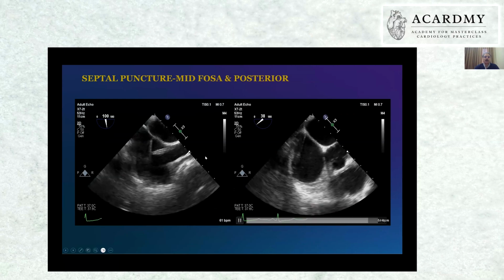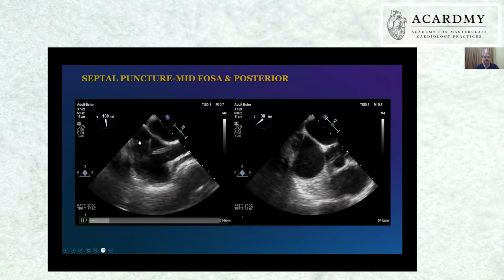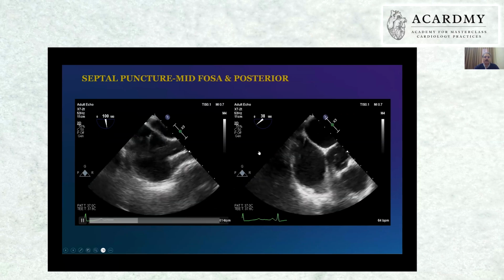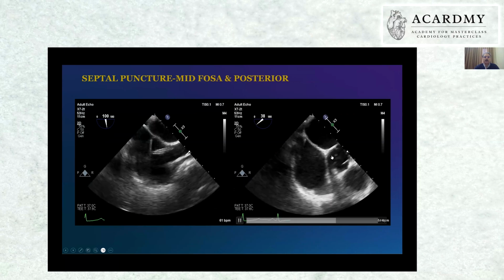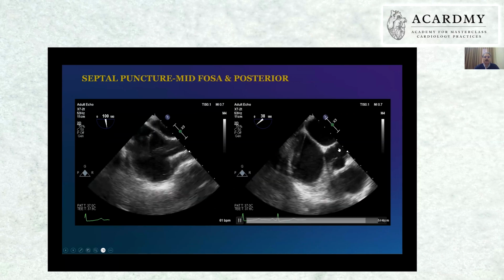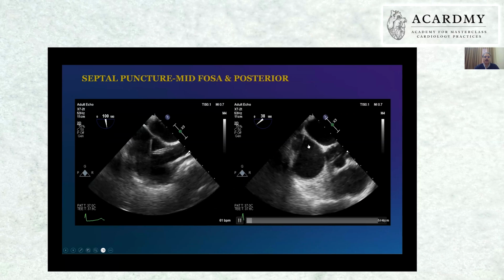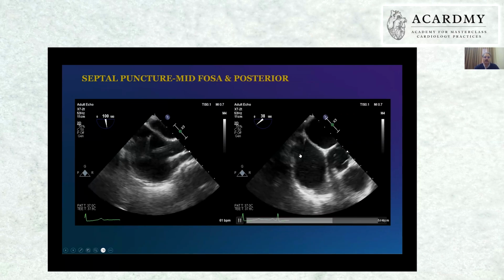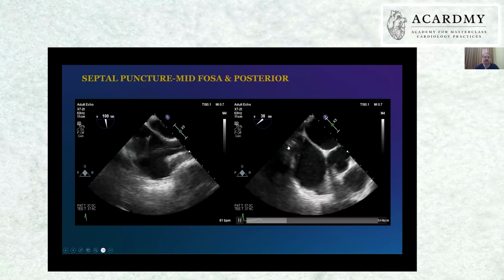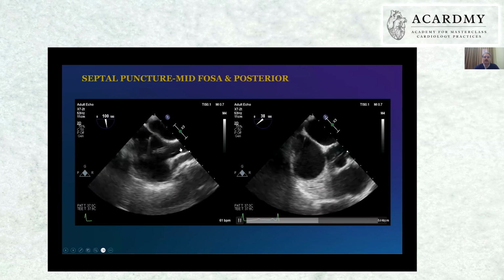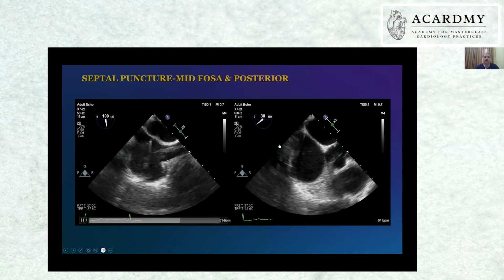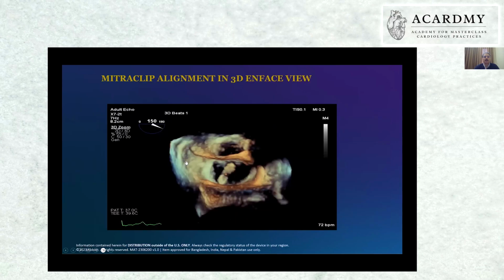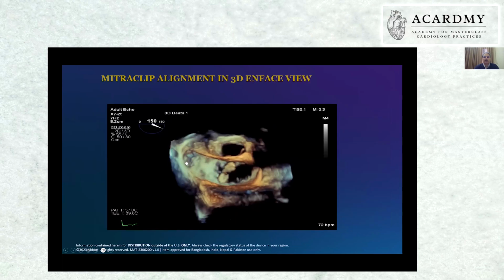Now, this first video is a bicaval view. In the bicaval view, it should be almost central. Look at this. And then this is another view where the aorta and aortic valve are visible. To see, it should be posterior. It should be away from the aorta. So these are the two points where we decide how good the septal puncture is. In the bicaval view it should be in the fossa ovalis, but then it should be posterior in the other view. And then this is the MitraClip alignment in the 3D and FOSS view.